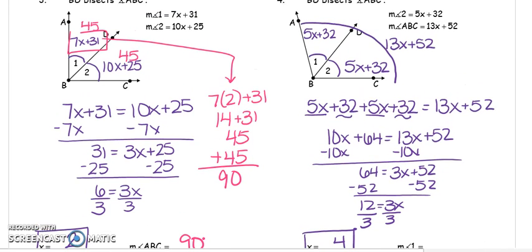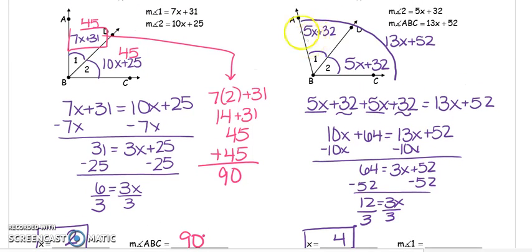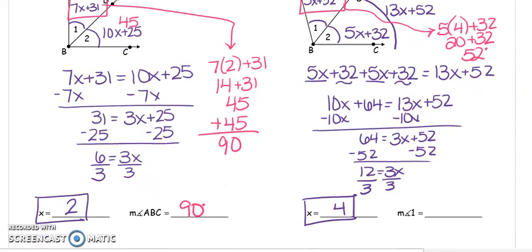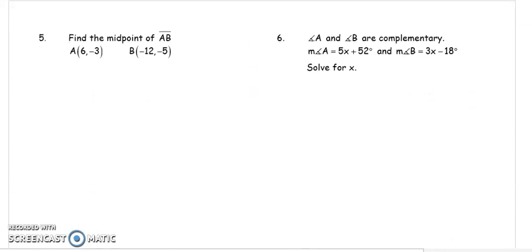Now I want to figure out what the measure of angle 1 is. The measure of angle 1, I've got that 5x plus 32 in there. That's 5 times 4 plus 32, which will give me 20 plus 32, which will give me 52 degrees. And that's my measure of angle 1. Let's go ahead and flip it over.